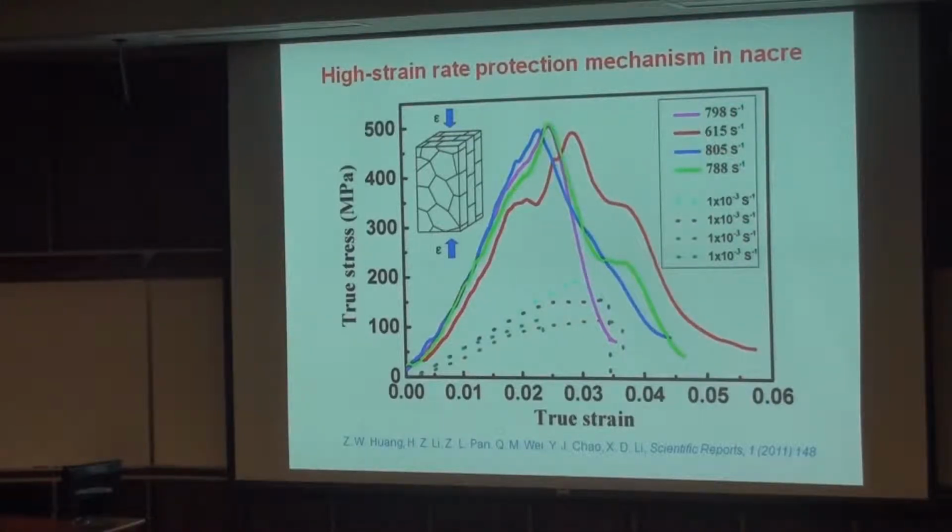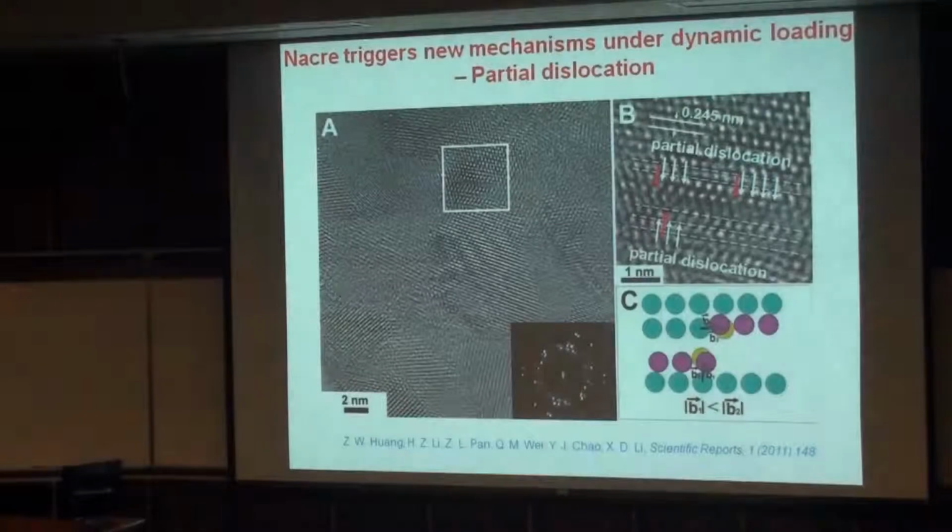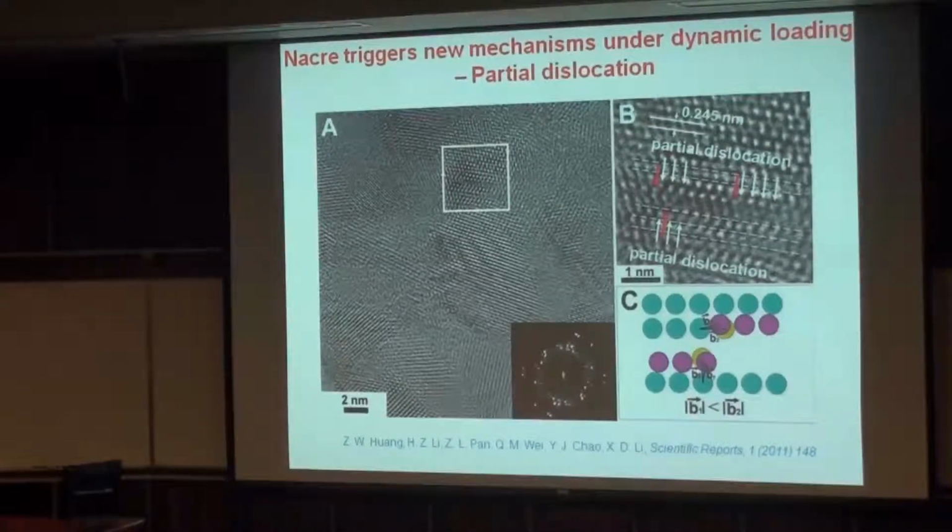So Nacre is much stronger under dynamic loading, about 3 times stronger than when you shoot it using hydrostatic compression. So what kind of new mechanisms does Nacre trigger under dynamic loading? We found the first one is called partial dislocation. We know for those 30 nanometer nanoparticles, it's very difficult to develop full dislocations. So Nacre is smart. It uses partial dislocation and lets those individual particles deform.